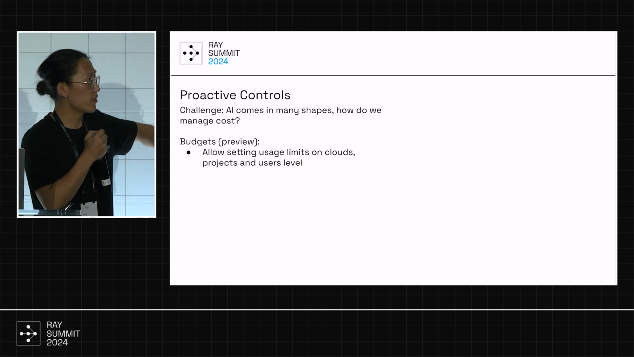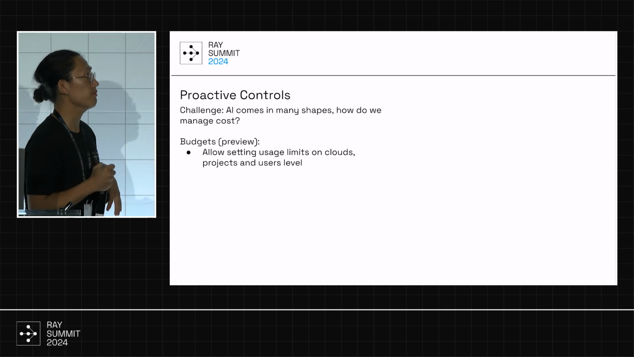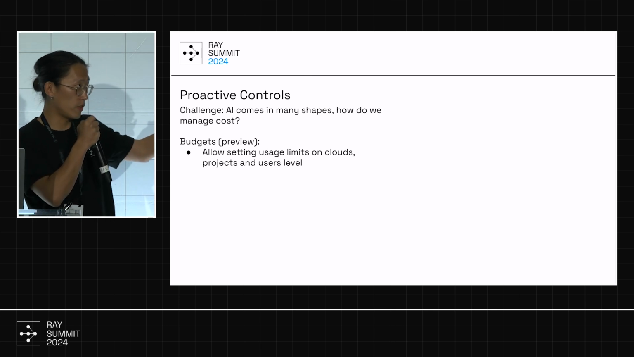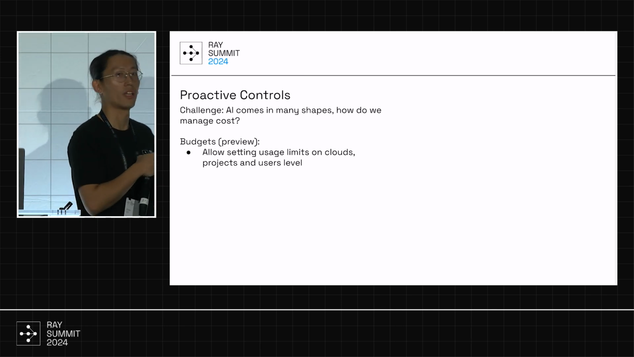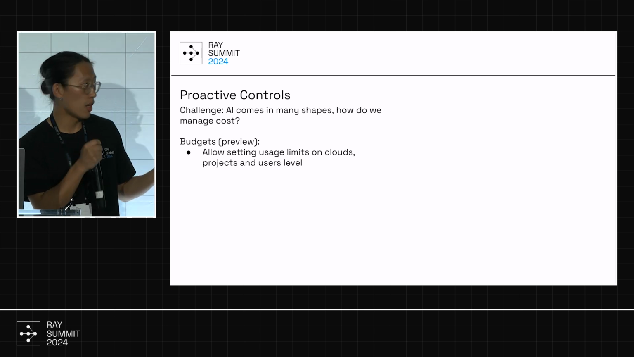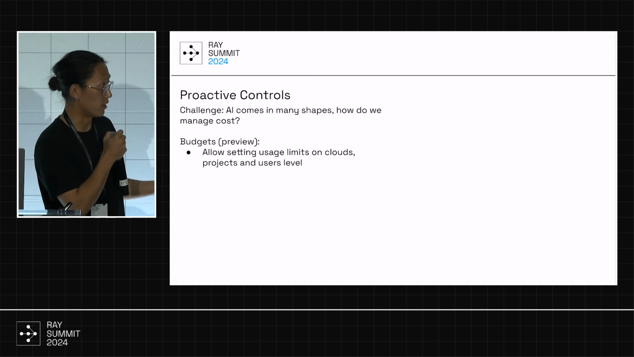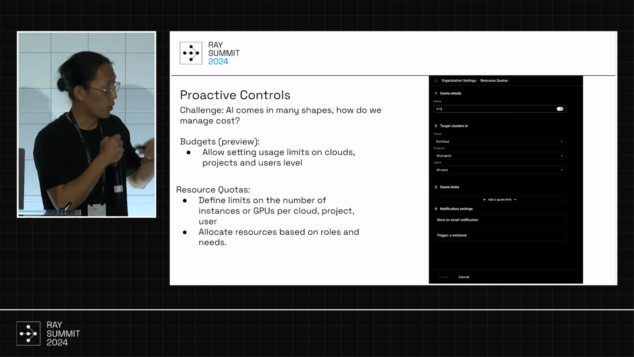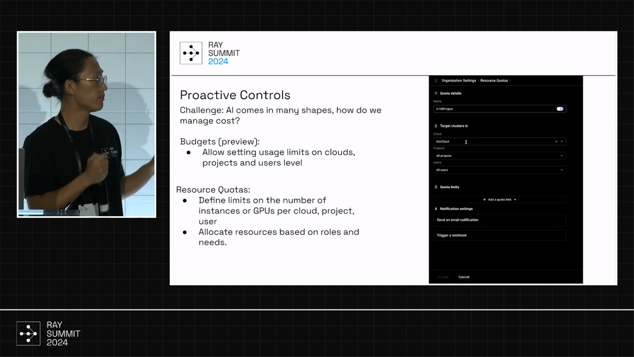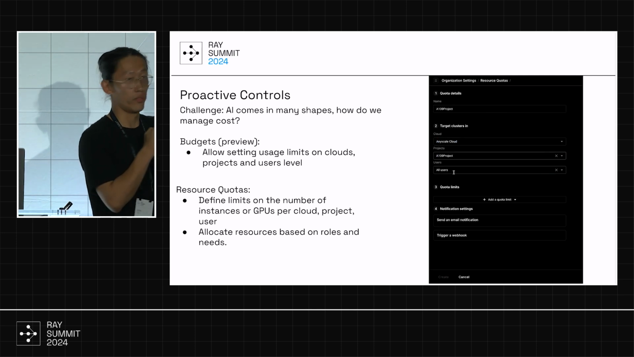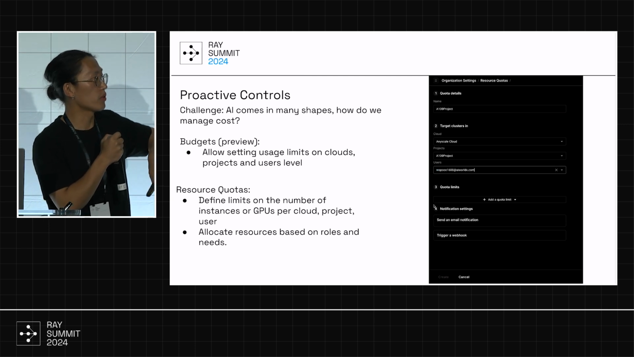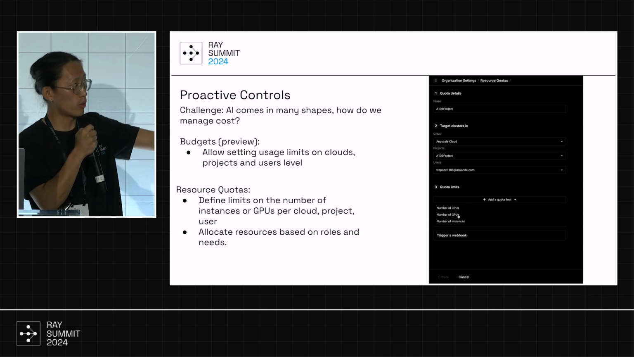But this doesn't address all the problems. AI comes in many different shapes, so you can have a very large job that's very expensive, or you can have 1,000 jobs that are cheaper, but add up to a significant amount. That's sort of why we built resource quotas. This is a feature that allows you to set limits on the number of instances and GPU types per cloud, project, and user as well.